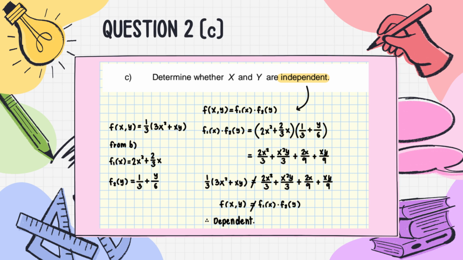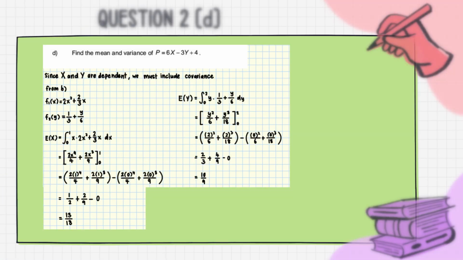Question 2c. Determine whether x and y are independent. Use the formula: f(x,y) equals marginal x multiplied by marginal y if independent. Here, we can see marginal x multiplied by marginal y is not equal to f(x,y), so x and y are not independent.